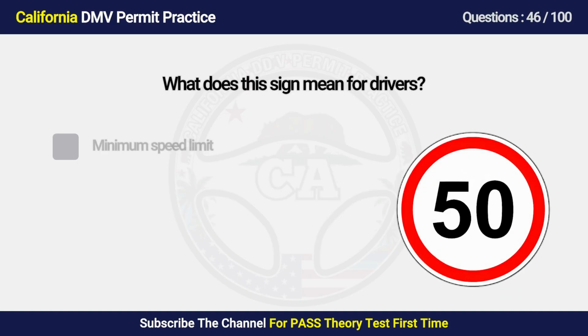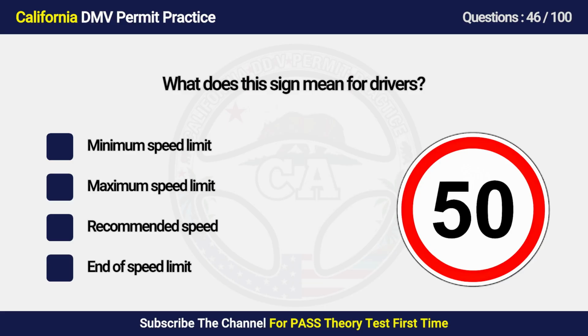Question 46. What does this sign mean for drivers? A. Minimum speed limit. B. Maximum speed limit. C. Recommended speed. D. End of speed limit.